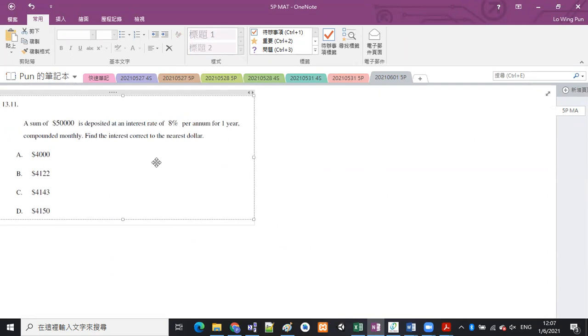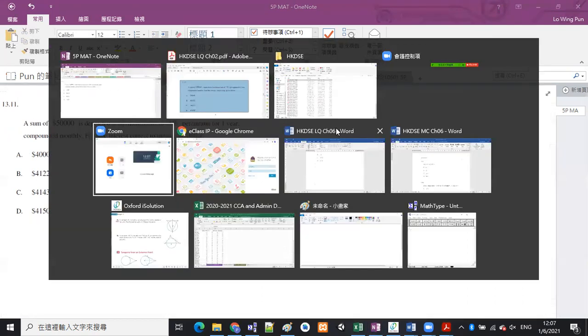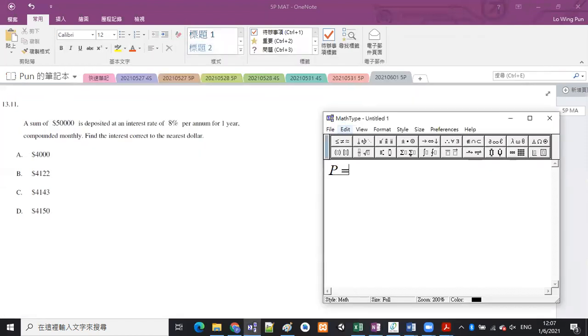And if it is about compound interest, we have to find the amount first. But the question asks you to find the interest. So we need to find the amount first and then subtract away the principal. Okay? So what is the P here? $50,000. Yes. So P is equal to 50,000. And what is our percent? 8%. Okay?